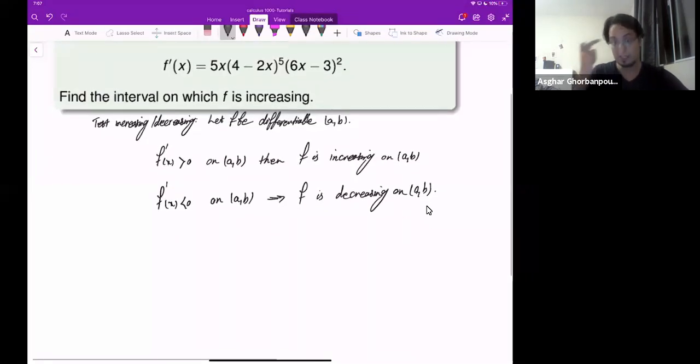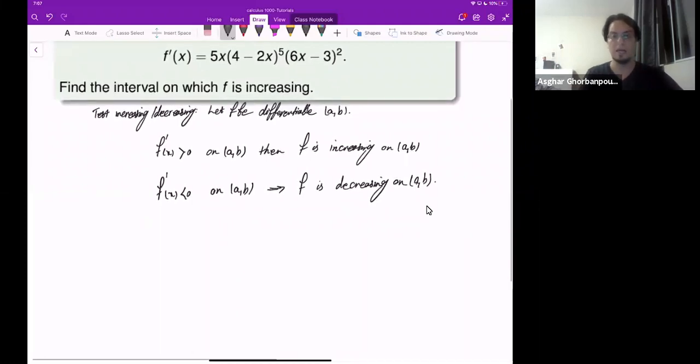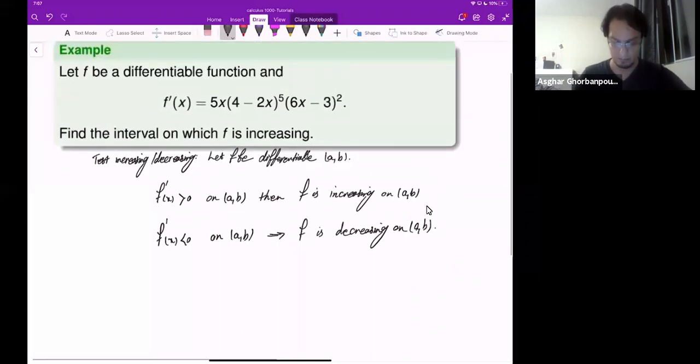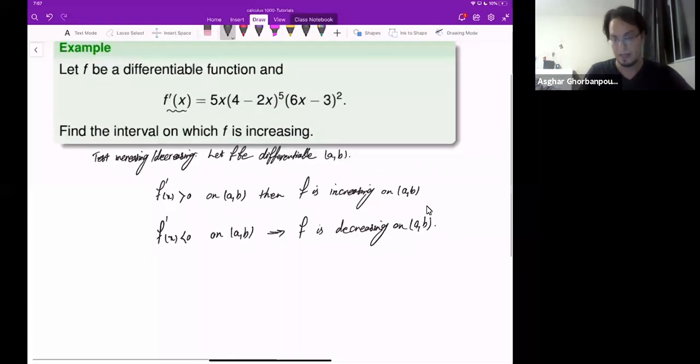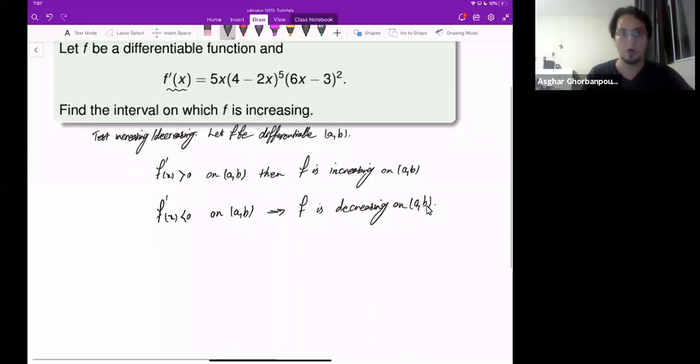So increasing, decreasing is an important property, but finding that without this tool is not easy. You have to know this tool, and this will give you one easy way. Just differentiate and then find where the derivative is positive and where it is negative. So in this question, f is not given, f prime is given. So we go and find where f prime x is positive.